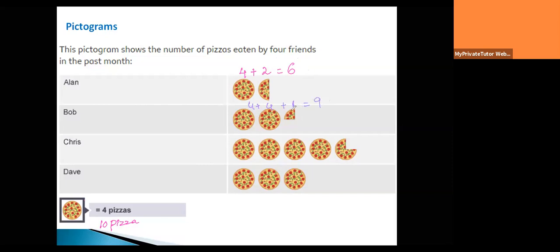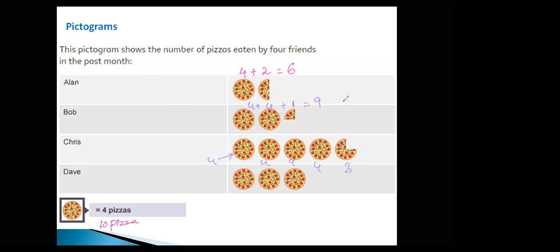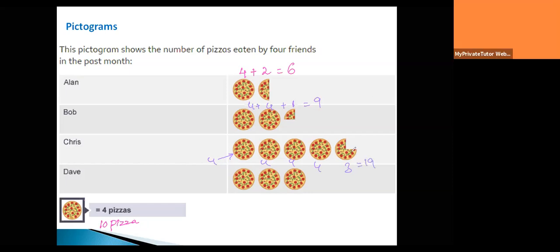Similarly, we can say how much Chris ate here. So 4 plus 4 plus 4 plus, and this one is a 3. We just need to add, so we get the total 19. Total data as well, guys. So this is a pictogram. Please try to remember all these things. Okay, the next one.